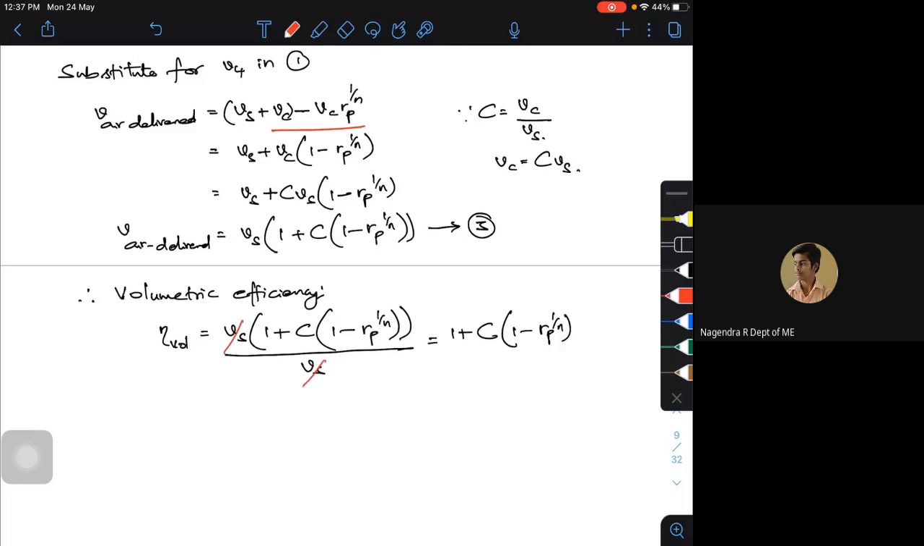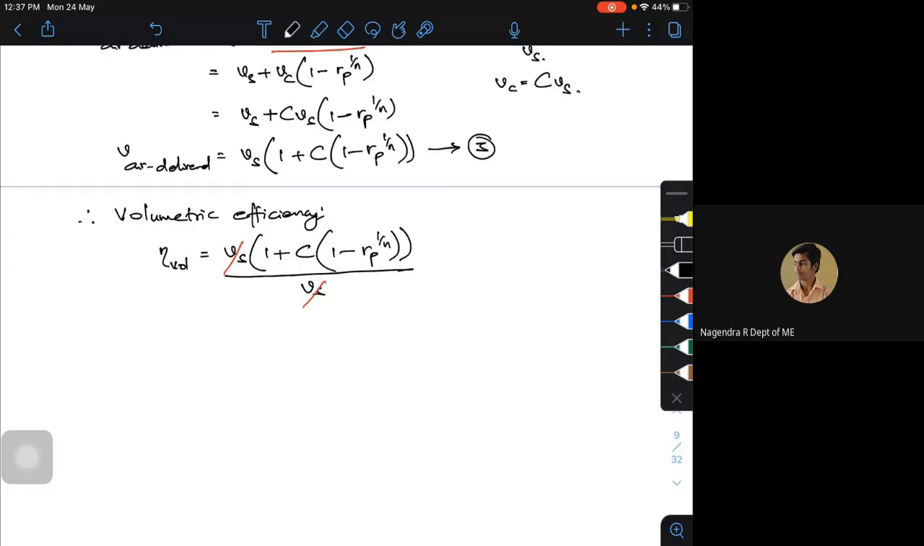So the expression for volumetric efficiency, let me write it at the bottom, that's better, is equal to 1 plus C into 1 minus Rp to the power of 1 by n. Some of the books write it in another fashion also, so they write 1 plus C into 1 minus Rp to the power of 1 by n.